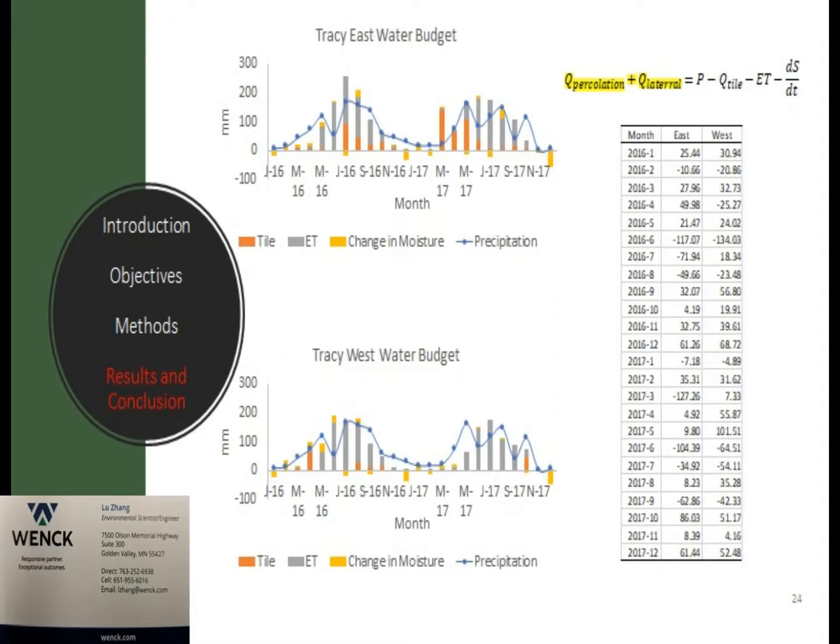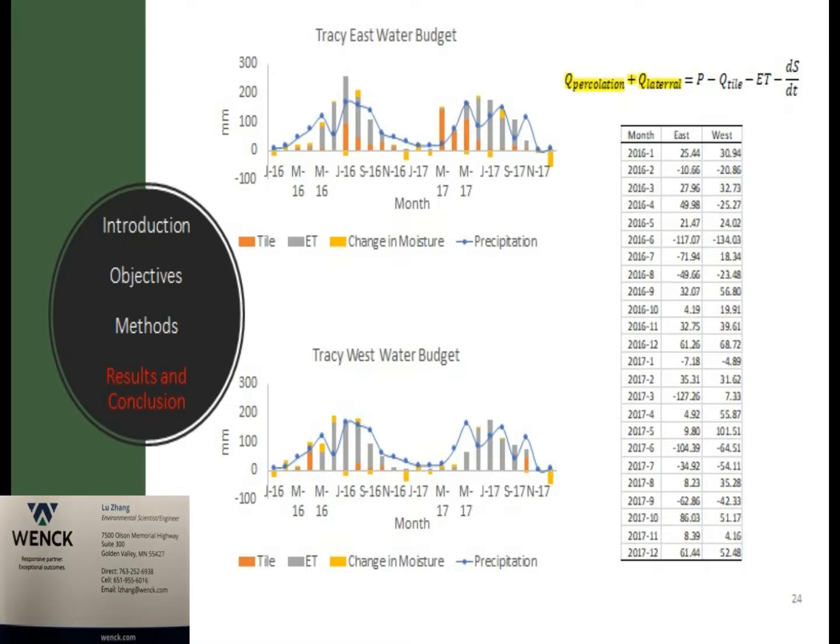Wasika didn't have this graph because Wasika didn't have any tile flow data available. This graph shows the water budget. I was trying to figure out a better way to show this, but it's kind of hard. The blue line across is precipitation amount. The orange bar is tile flow. There are some months that have no tile flow, some months that have a little more. And the gray bar is evapotranspiration.